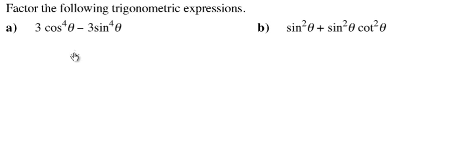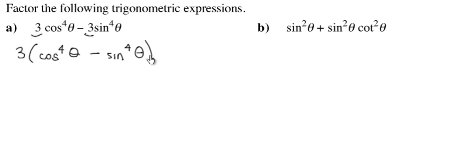you factor. So, when you first see an expression, the very first thing you always look for when you're factoring is common factors, and we have one. We have a common factor of 3. We can pull that out, and it leaves us with cosine to the 4th theta minus sine to the 4th theta. Or if you read this cosine theta to the 4th or sine theta to the 4th, people will generally understand that too. Now, can this be factored any further?